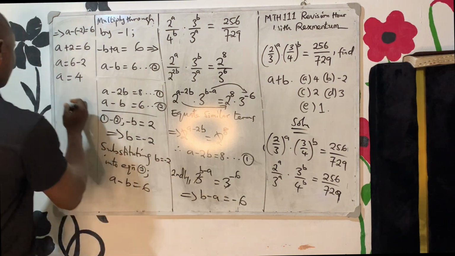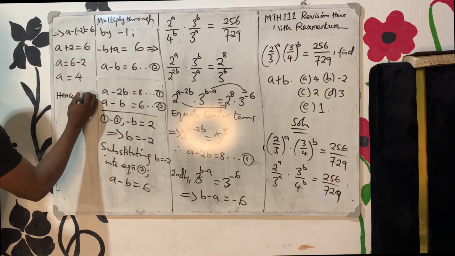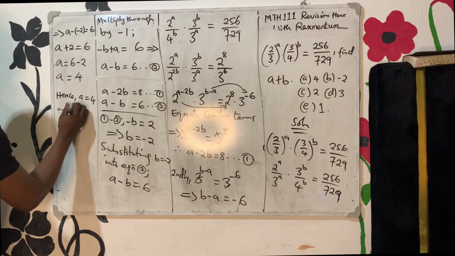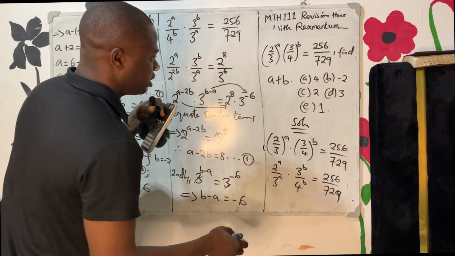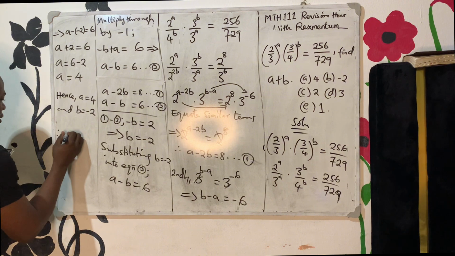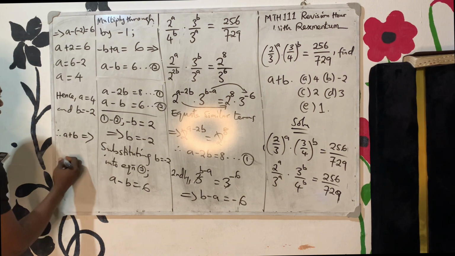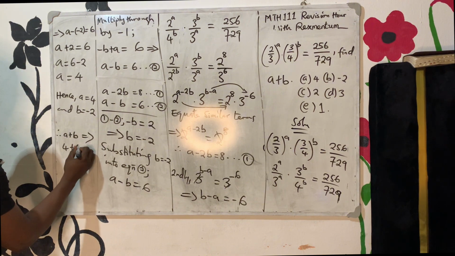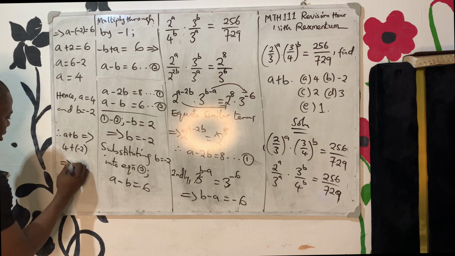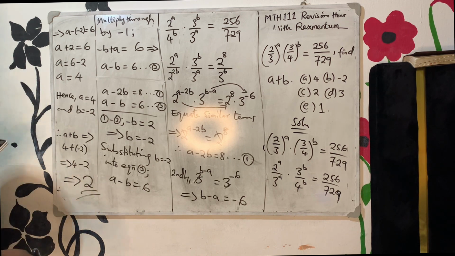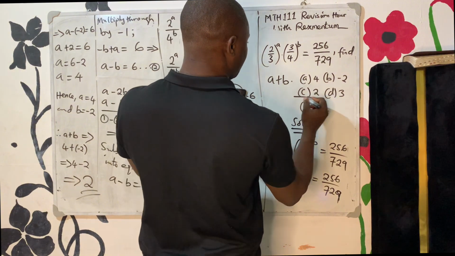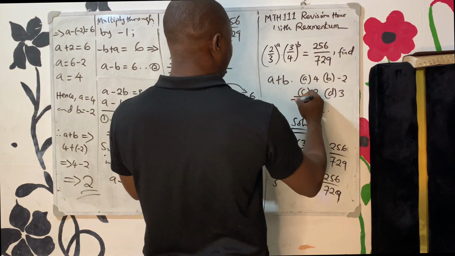Hence a equals 4 and b equals minus 2. But the question said that we should find a plus b. Therefore, a plus b implies 4 plus (minus 2). Of course, that is now 4 minus 2, and the final answer will be 2. So that is why option C is correct. So we'll mark option C.